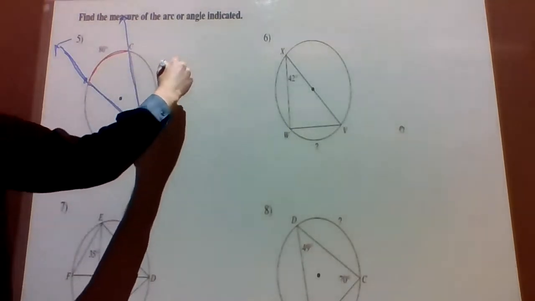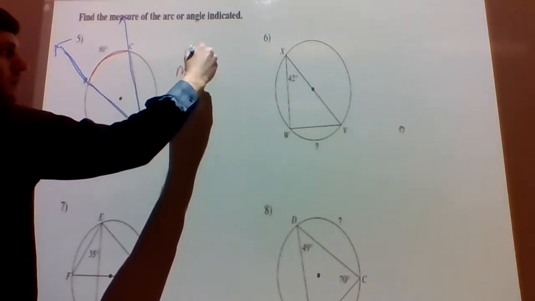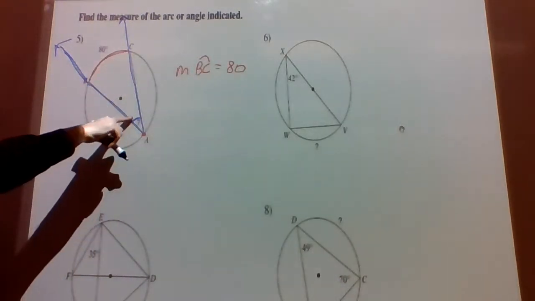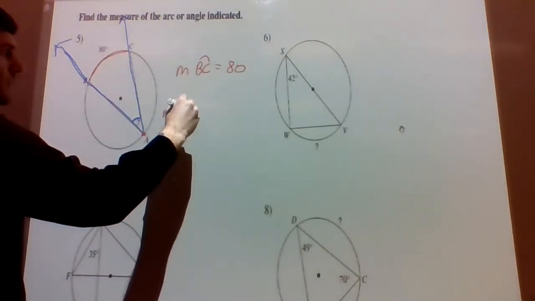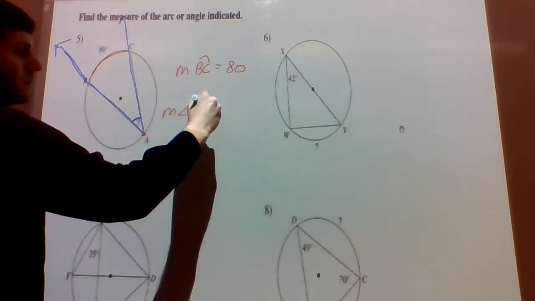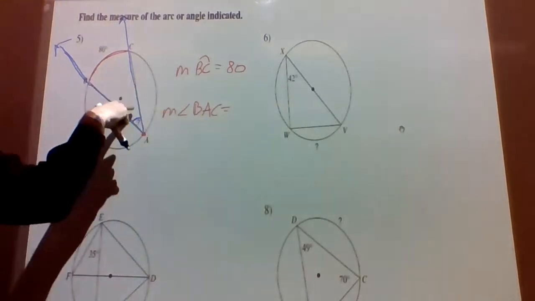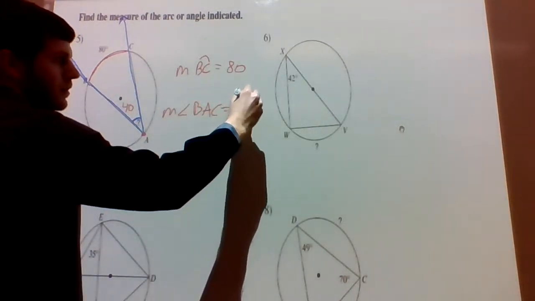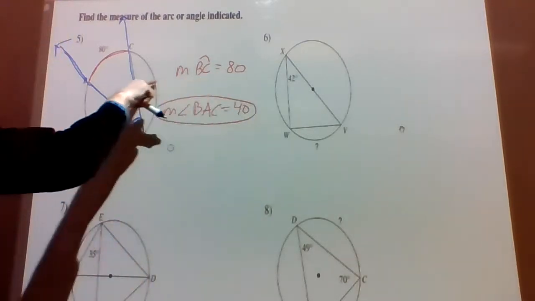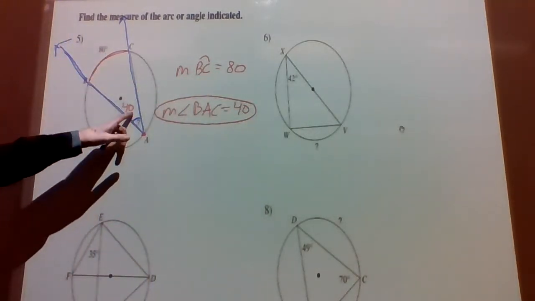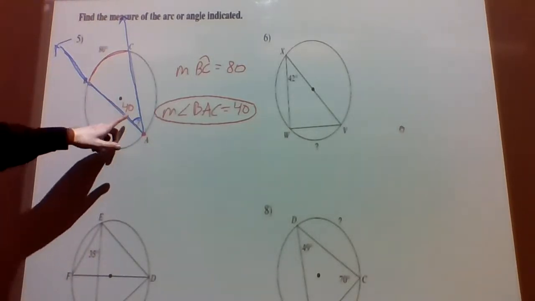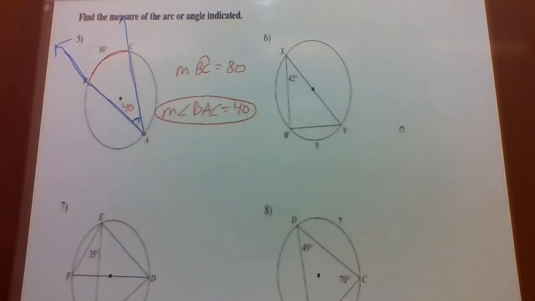The measure of BC equals 80, because it tells us. And we know the measure of the angle, so angle BAC is going to be half of the intercepted arc. So that's going to be 80 divided by 2, which is 40. All we're doing is dividing by 2. The measure of the inscribed angle is half the measure of the intercepted arc.